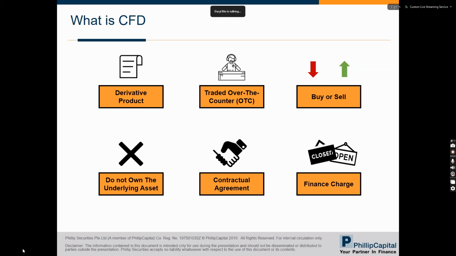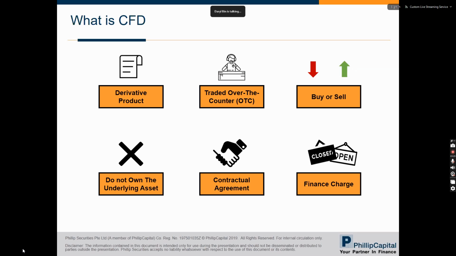This also depends on the type of strategy you want to use. When you long or hold one stock contract, you do not own the underlying asset, but what you're getting is actually a contract. CFD is a contractual agreement between an investor and a CFD broker to exchange the difference in the value of a financial product between the time the contract is opened and the time the contract is closed.